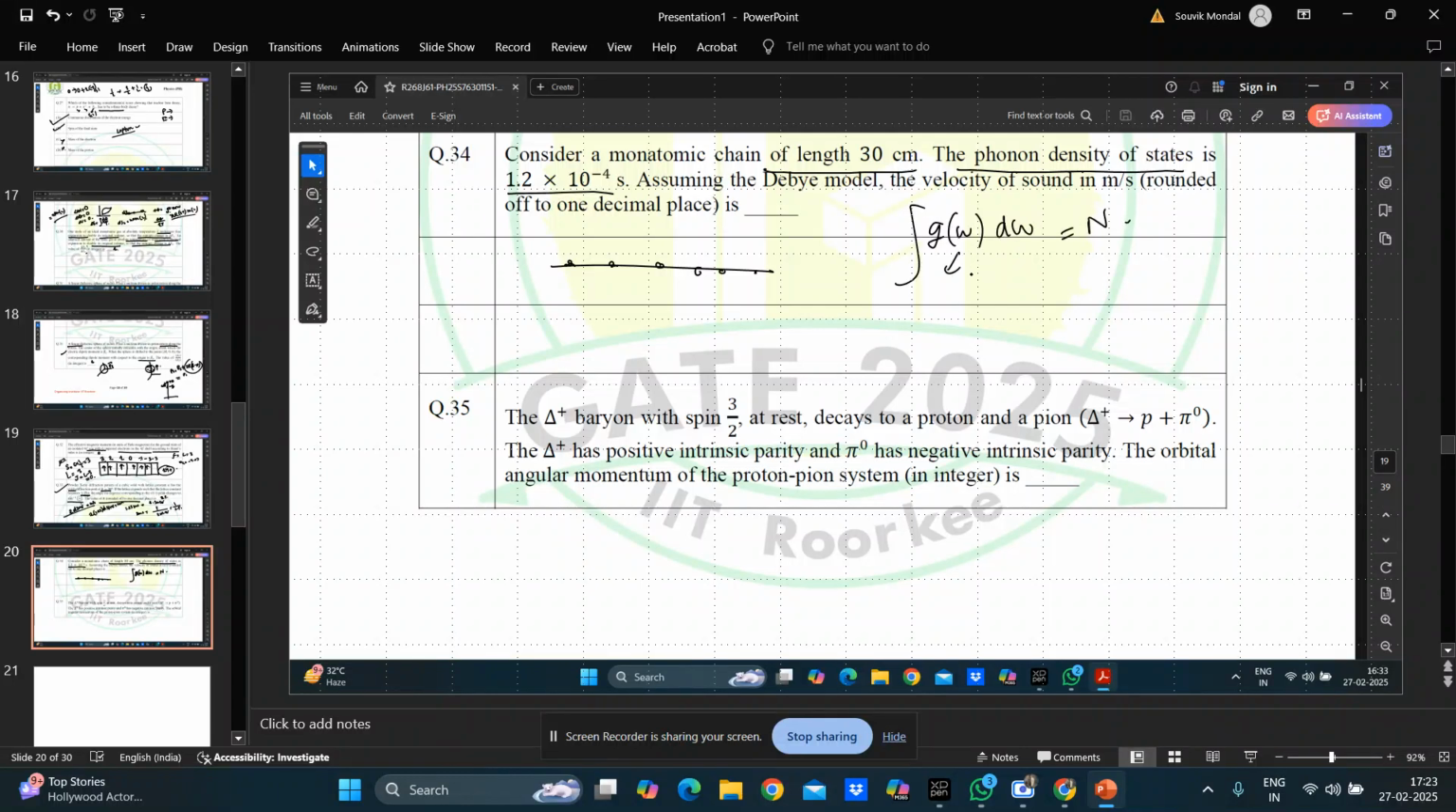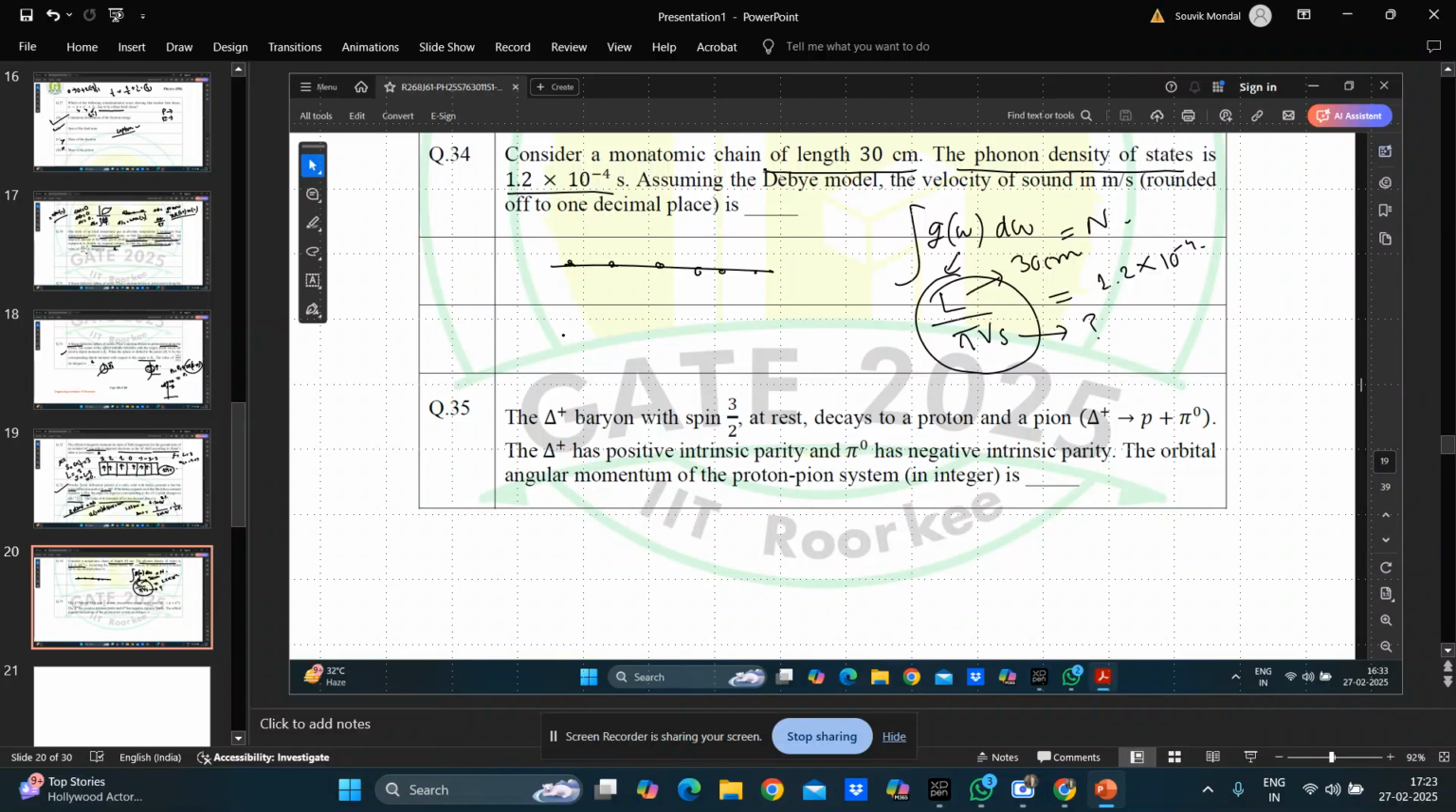And what is your g omega? G omega is L by pi into Vs. This is your g omega. Now this g omega is given as 1.2 into 10 to the power minus 4. Your L is given as 30 semi. Okay. And pi is already there, and you have to calculate what is Vs.